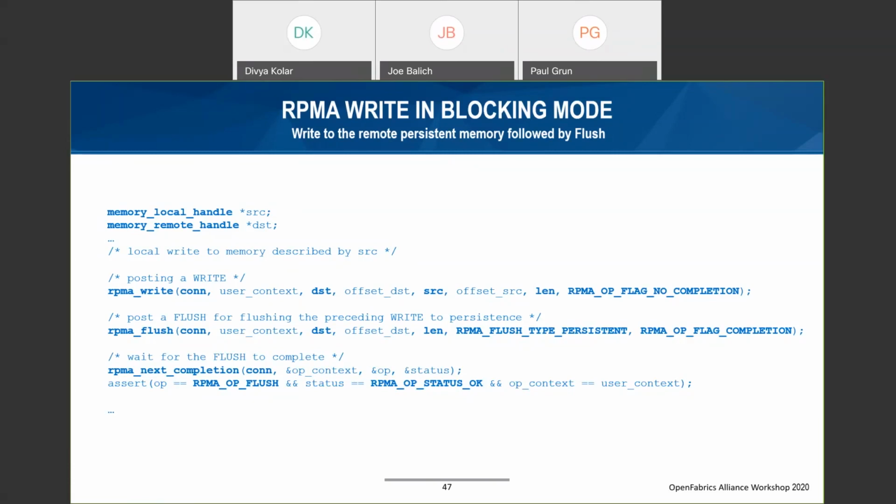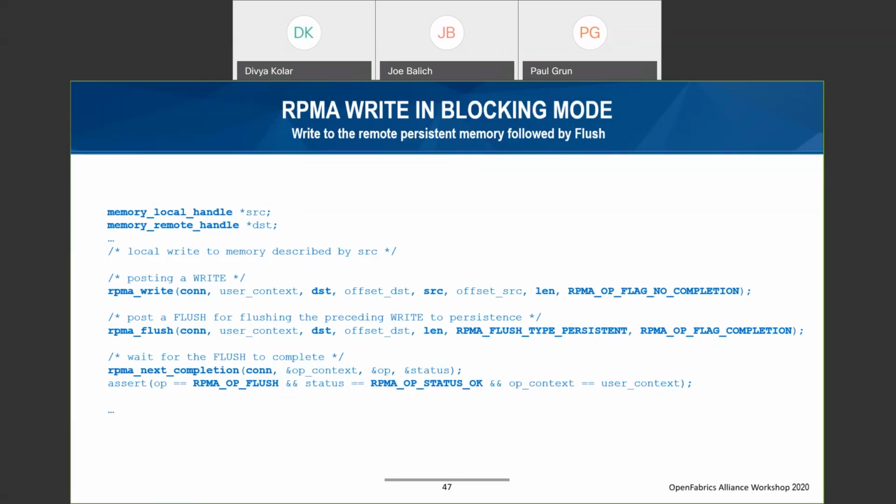And in this case we use this flush for the persistent. So we have to call RPM next completion and wait, because in this case it is a blocking operation, and we are expecting that we get completion for a flush operation with OK status. So in this case, it means that the data are stored securely in the remote node after the flush operation succeeded there.